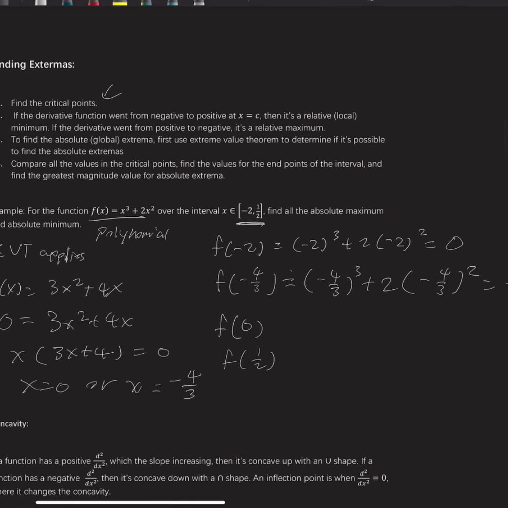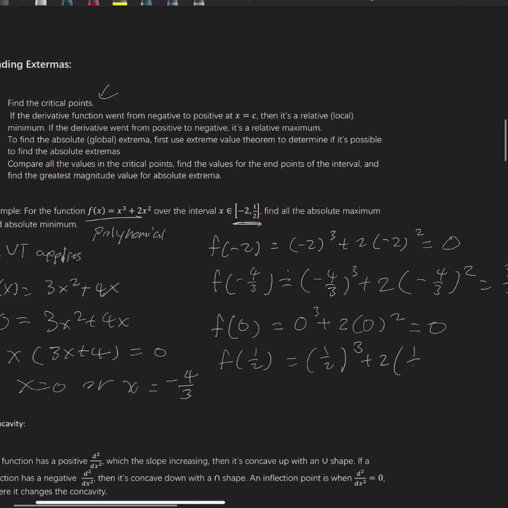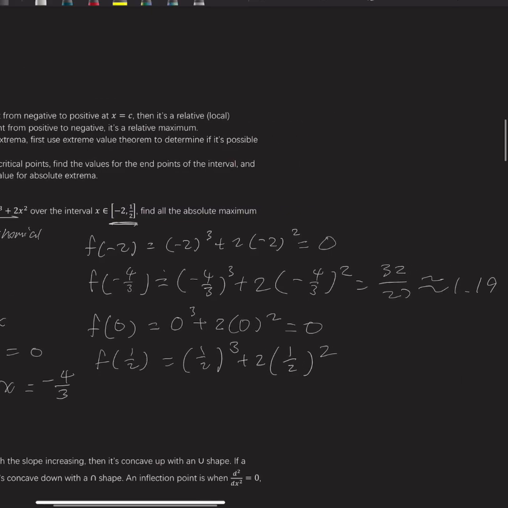Let's find f of 0. So that's equal to 0 cubed plus 2 times 0 squared, which is equal to 0. And f of 1/2 is equal to 1/2 cubed plus 2 times 1/2 squared. So that's 5 over 8, which is approximately equal to 0.625.